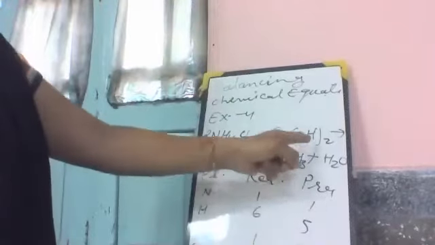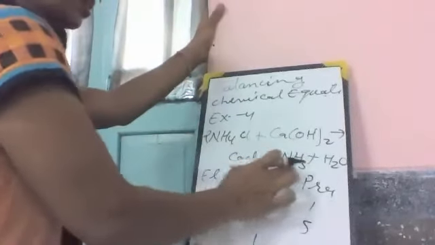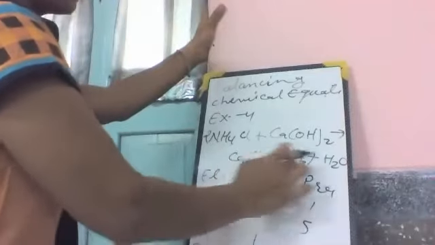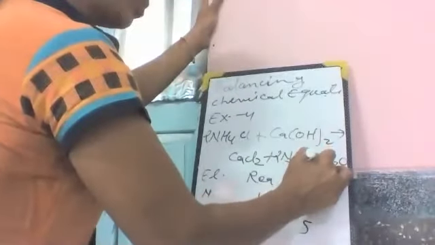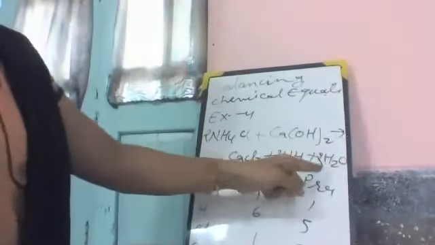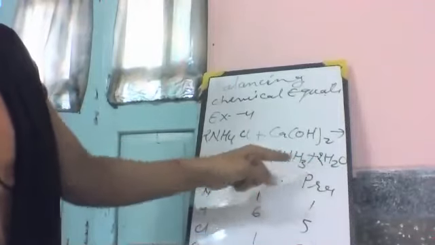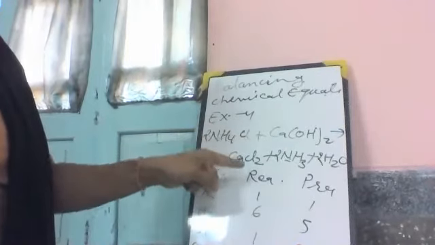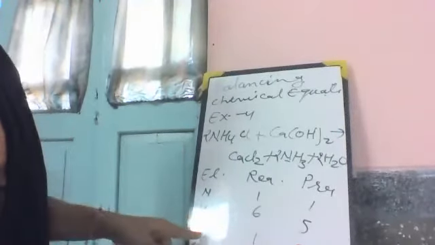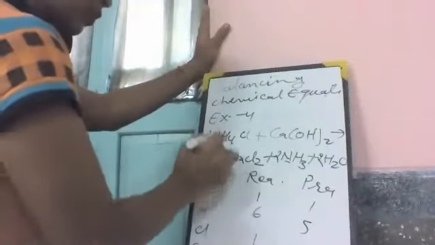The number of hydrogen here is 10, and here it is 8. We multiply by 2 to make it 10. Now the number of hydrogen is 10 and 10. Have a look at the chlorine. Chlorine is 2 here and 1 here, so it becomes 2 and 2. Calcium is 1 and 1. All the components present in this are equal now.